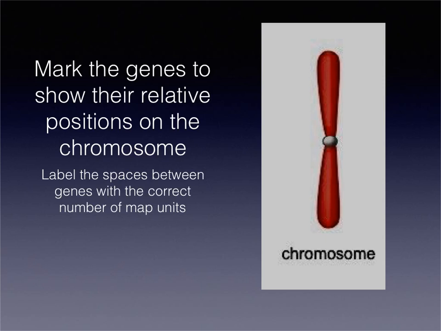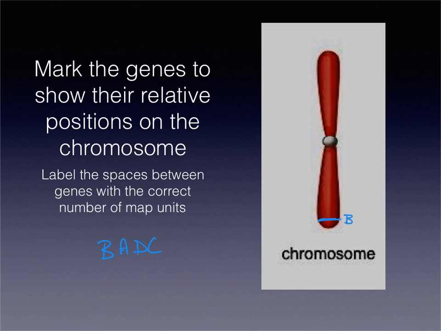Once we have these distances between genes, we're going to mark this on our chromosome here so you can see where the relative positions are. Since our gene order is B, A, D, C, we're going to put B right here and mark that, because that would be the most likely to cross over.